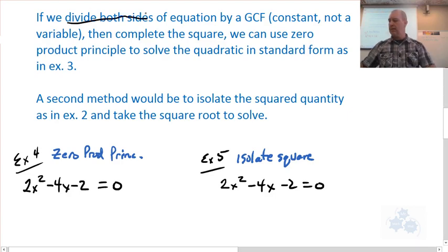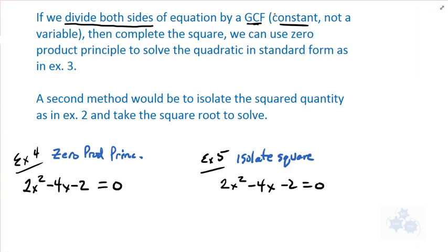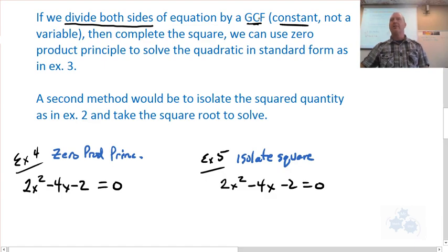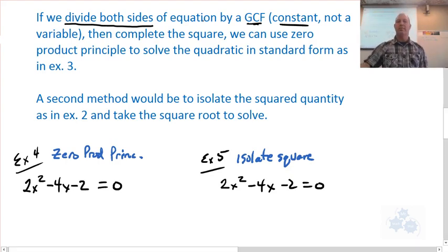Divide both sides of the equation by the greatest common factor. Now that greatest common factor has to be a constant and not include a variable. So when you divide a greatest common factor out, it has to be a constant only. You cannot divide an x out. Okay, that's no good. We need those x's in there because we need to find out what those solutions are. So you can divide a constant out.